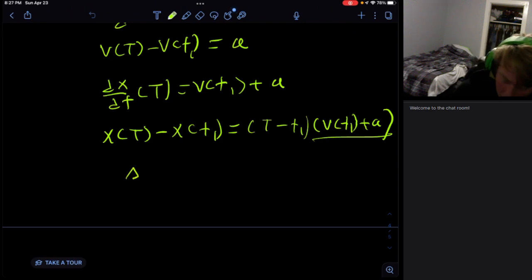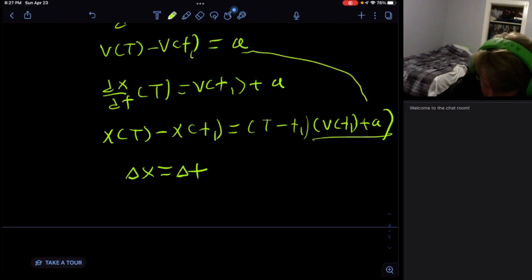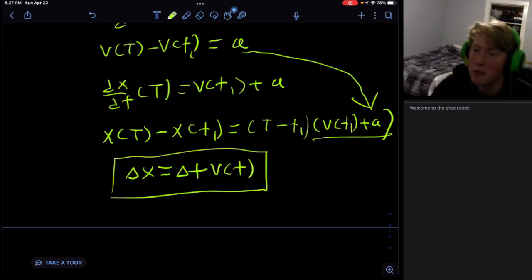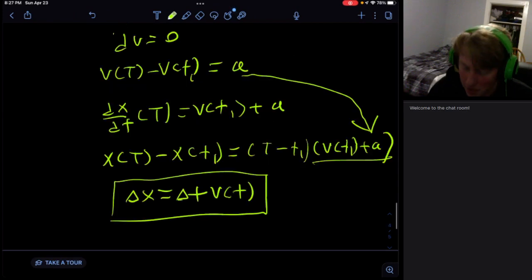Basically, all this says is that delta x equals delta t times your velocity. And if you substitute this in here, you end up with just v of t, right? Which is exactly what you would expect. So we derived our equation of motion using the principle of least action.